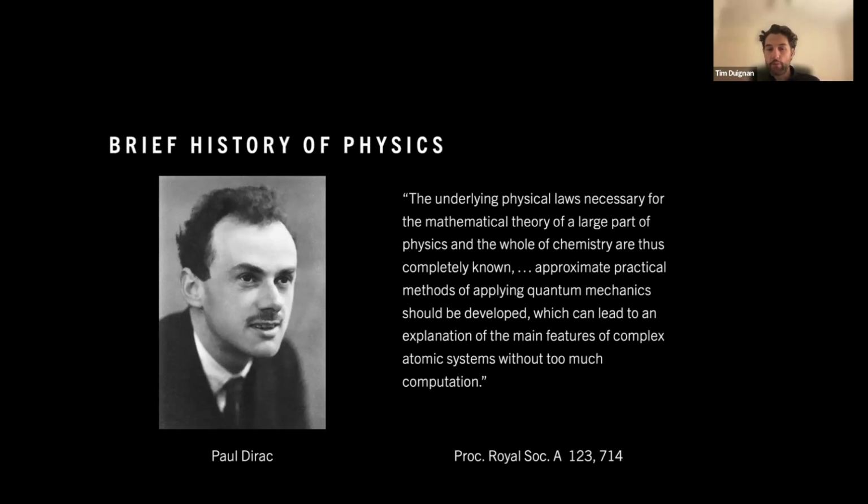And there's this famous quote from Paul Dirac that's very famous among physicists, where he says, "The underlying physical laws necessary for the mathematical theory of a large part of physics and the whole of chemistry are thus completely known. Approximate practical methods of applying quantum mechanics should be developed, which can lead to an explanation of the main features of complex atomic systems without too much computation."